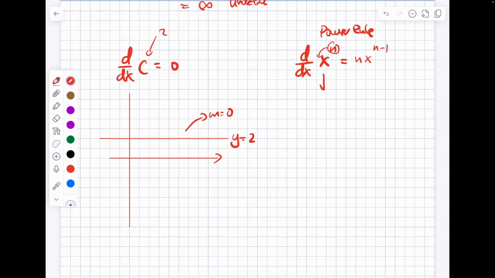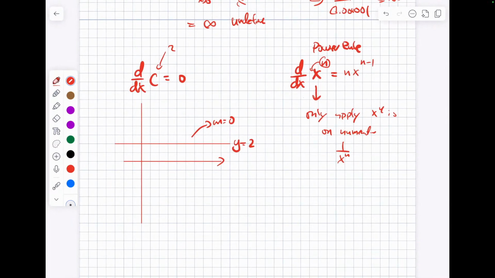But it only applies when x to the n is on numerator. If it's a 1 over x to the n, it does not work. 1 over x to the n, you have to change to x to the negative n, and put a negative n, so it'll be negative n x to the negative n plus 1. No, I will do that later.